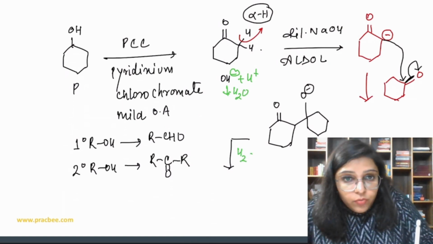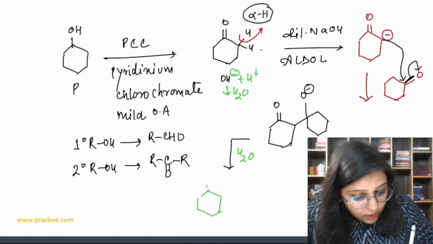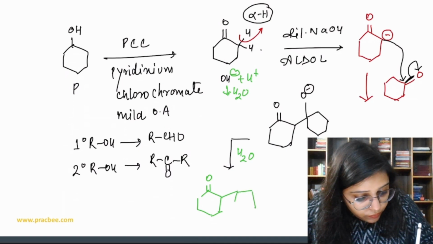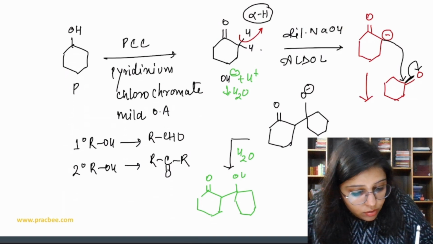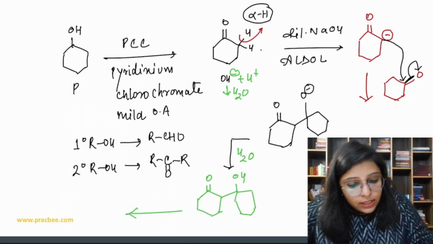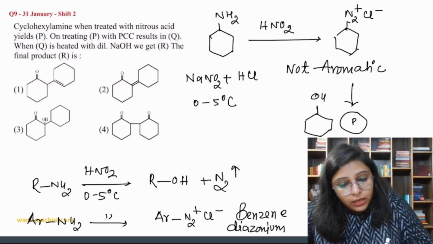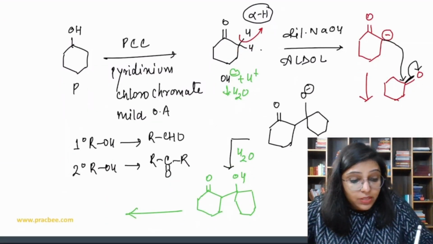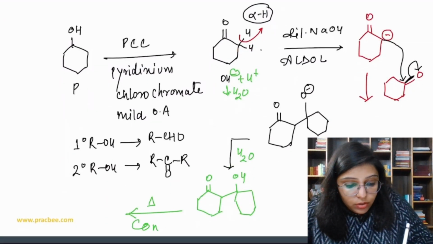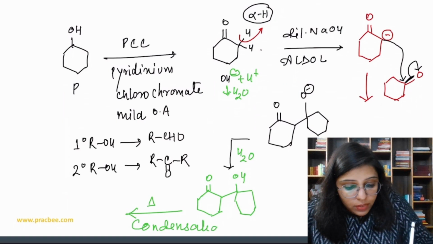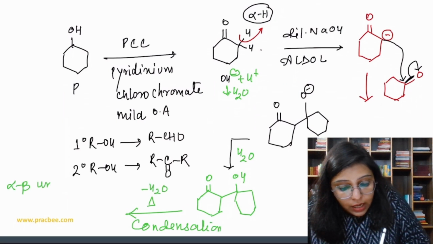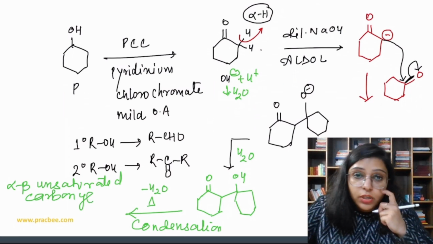So in the presence of water, what do we write? We write double bond O, and here we write OH. Heating is given, so it means we have to do condensation. Condensation means removal of water. So we get an alpha beta unsaturated carbonyl compound.